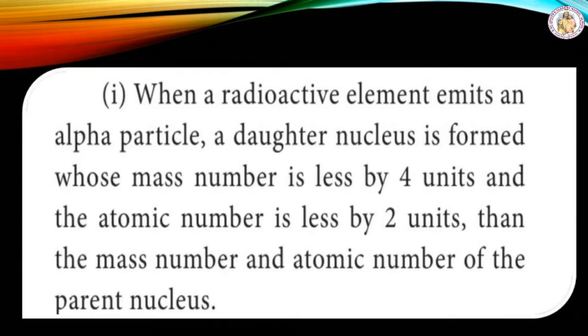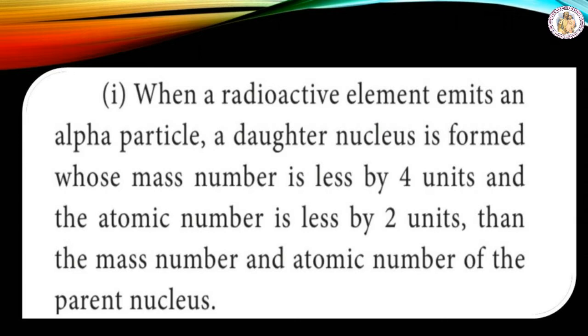When a radioactive element emits an alpha particle, a daughter nucleus is formed whose mass number is less by 4 units and atomic number is less by 2 units than the mass number and atomic number of the parent nucleus.